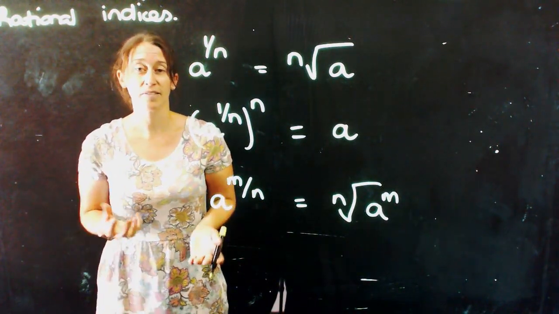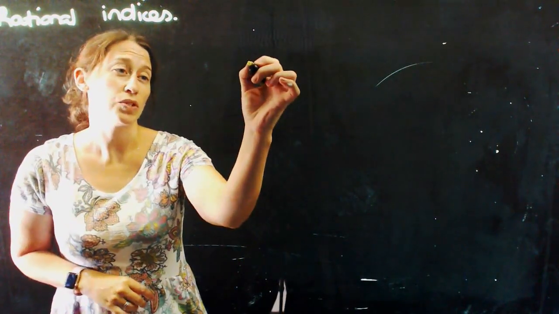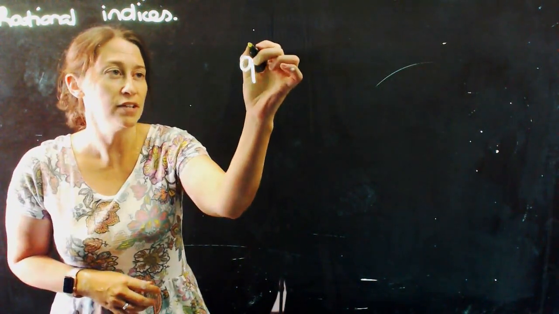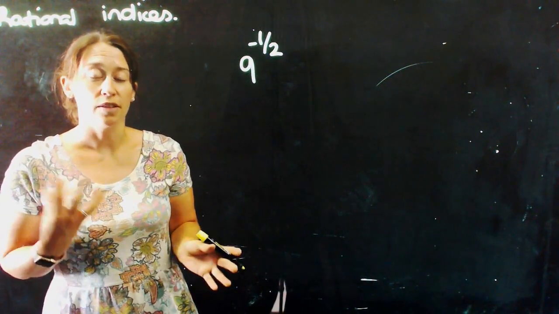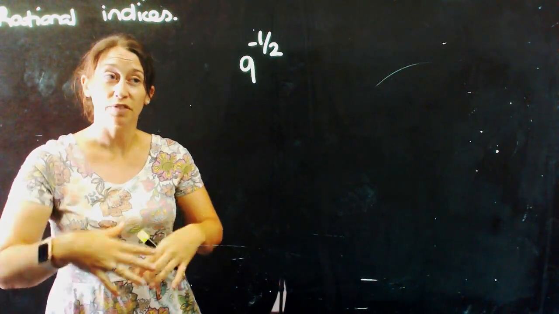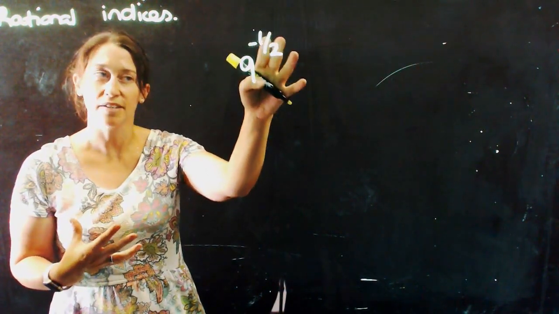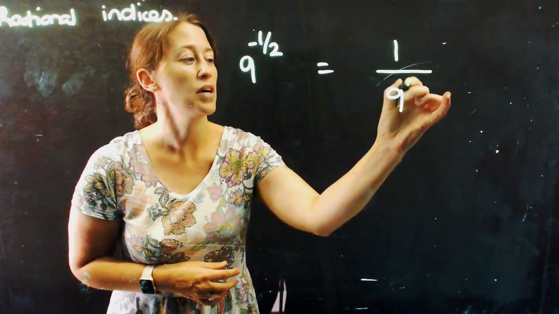Now I'm going to do a couple of examples on this. So the first example I will do involves a negative power. So the base 9 to the power negative 1/2. Remember the negative law, which is the fifth law, which tells us that it becomes 1 over 9 to the power half. So the negative just tells us it's this to the power, that indices, but as a positive. So that can be rewritten as 1 over 9 to the power half.